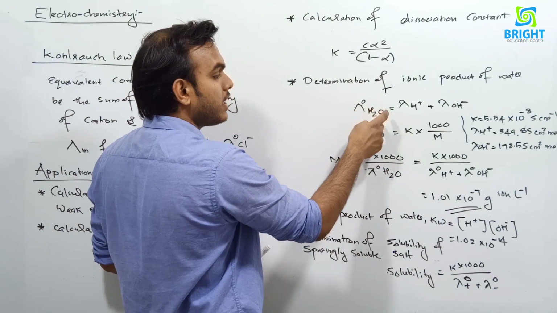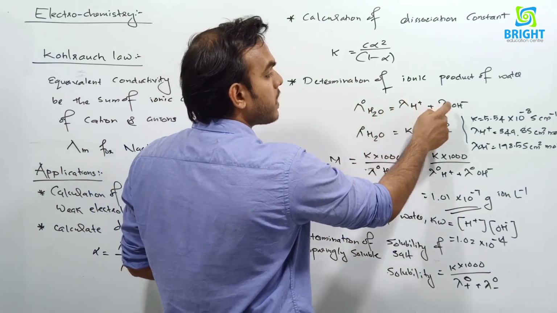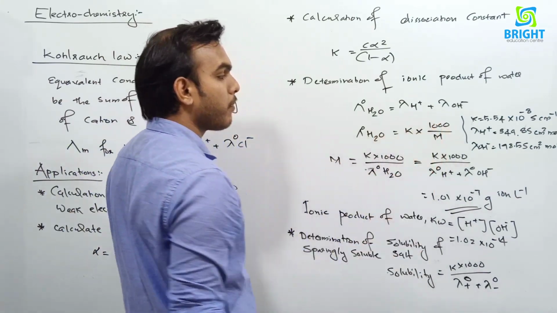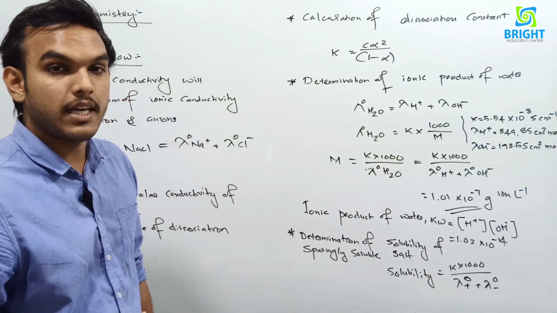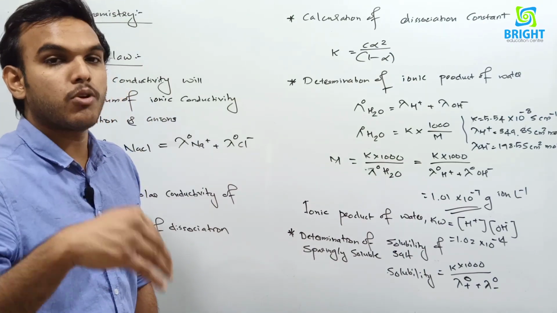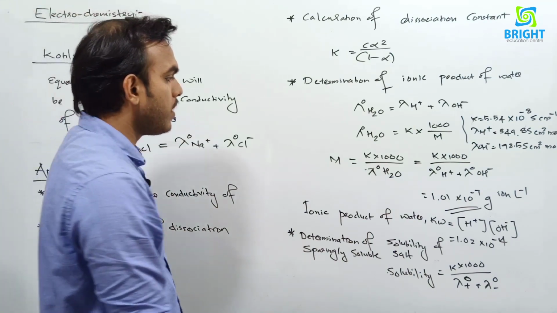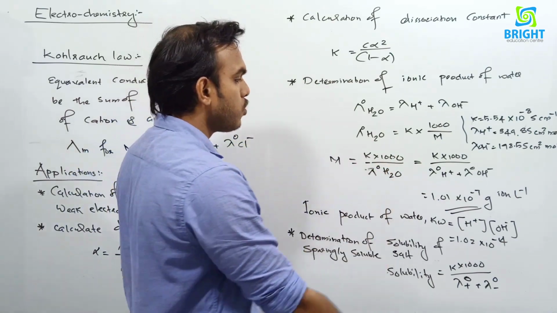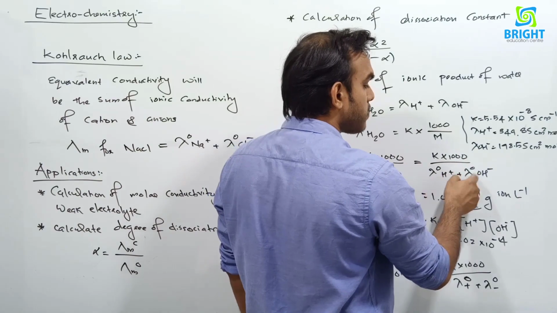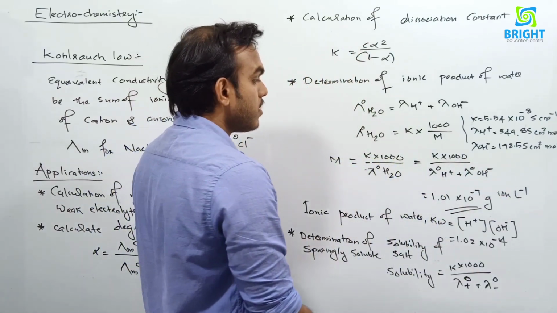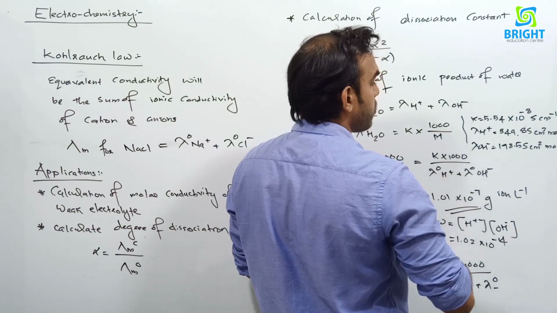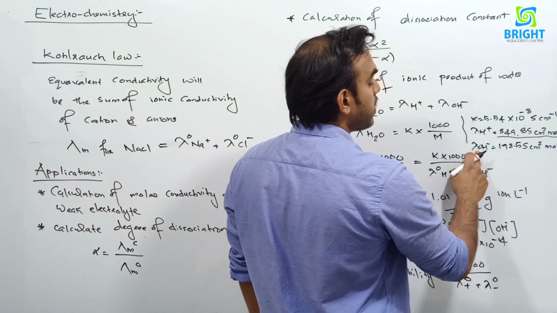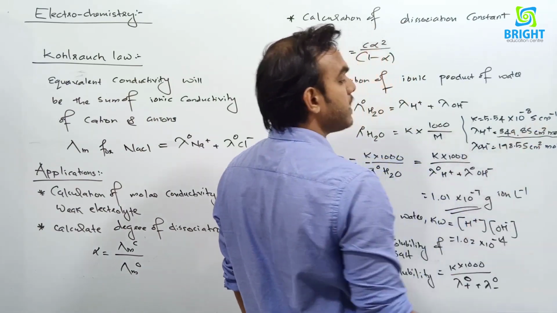The molar conductivity of water is equal to lambda H plus plus lambda OH minus. We can also say that the molar conductivity is equal to K into 1000 divided by molarity, as we already discussed. If it is equivalent conductivity, it will be divided by normality. So the molarity is K into 1000 divided by the molar conductivity of H2O, that is the molar conductivity of H plus plus that of OH minus. The molar conductivity of H plus is 349.8 Siemens square centimetre per mole, and lambda OH minus is 198.5 Siemens square centimetre per mole.